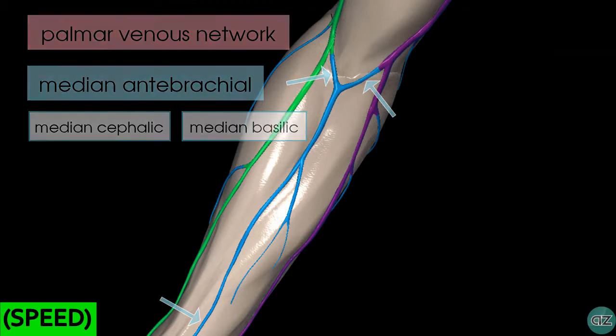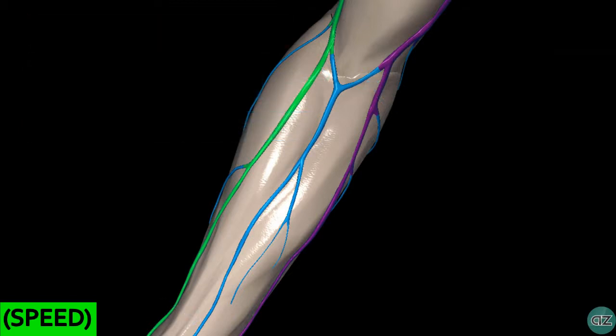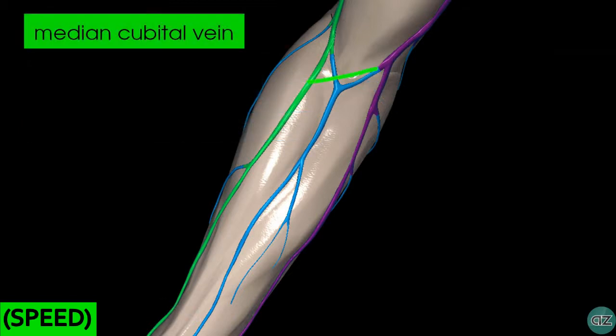Another common configuration at the antecubital fossa, where the cephalic vein drains into the basilic vein directly, is via this vein known as the median cubital vein. And this joins the cephalic vein to the basilic vein directly. In this case, the median antebrachial vein may take a different course, so it might drain into the basilic vein, rather than forming these two veins, the median cephalic and the median basilic veins.